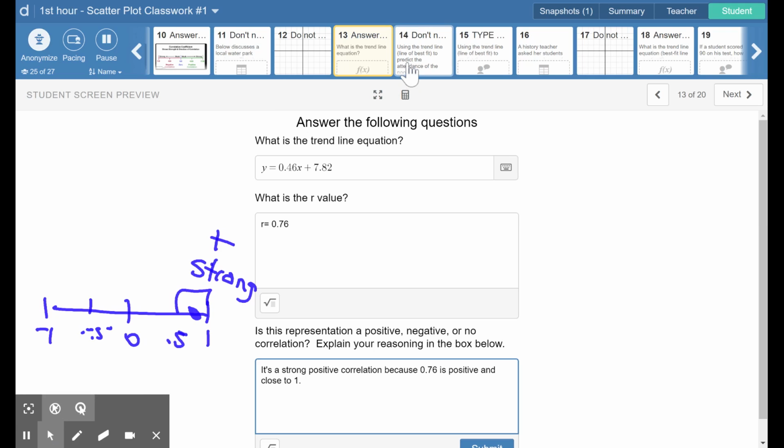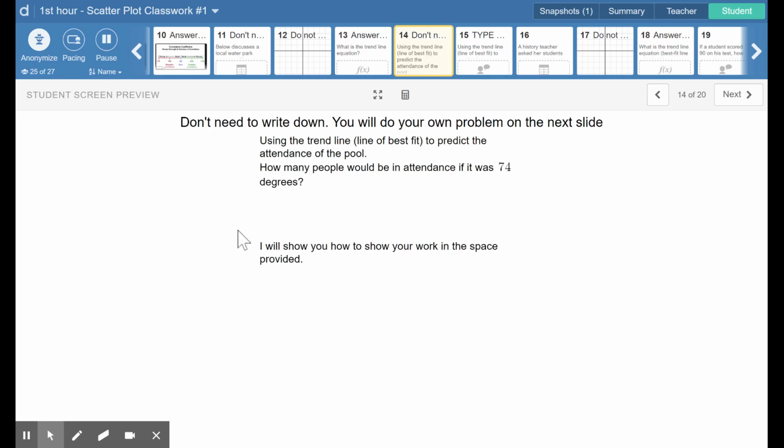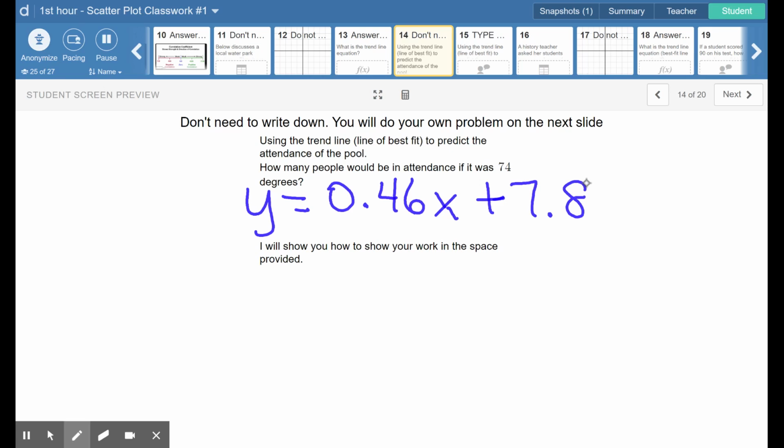Now in slide 14, we're going to use that trend line again. So our trend line was y equals, and our M was 0.46x, and then our B value was 7.82. So it says how many people in attendance will there be if it was 74 degrees. So our X value is 74.